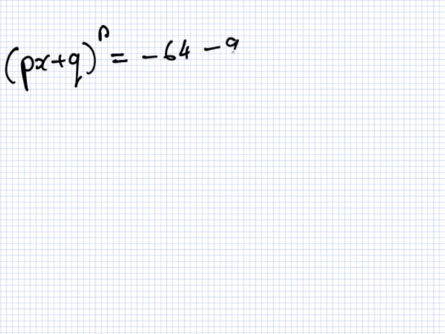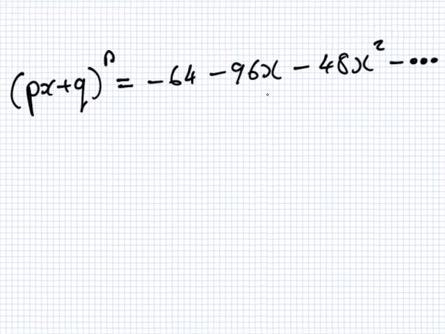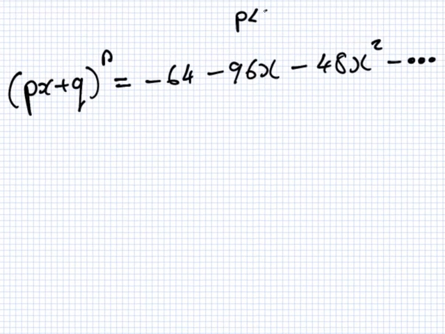Okay. That's some good maths. Px plus q power n equals minus 64 minus 96x minus 48x squared dot dot dot, and I also tell you that p is negative and q is negative. Yeah? Okay. Let's see now. So, what to do first?